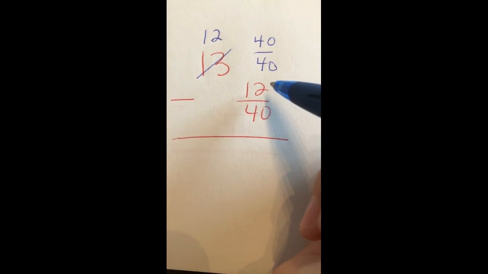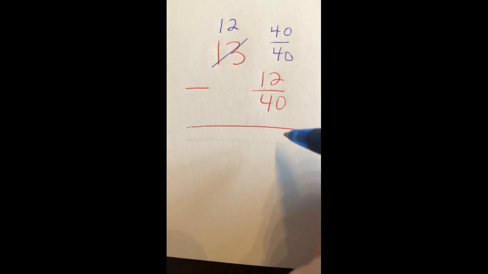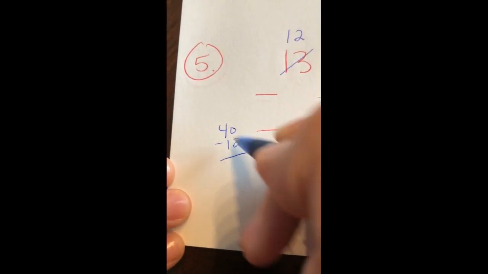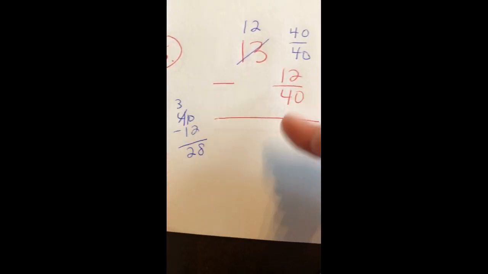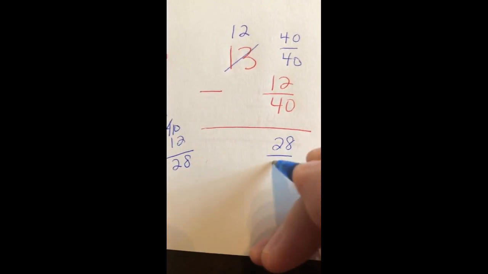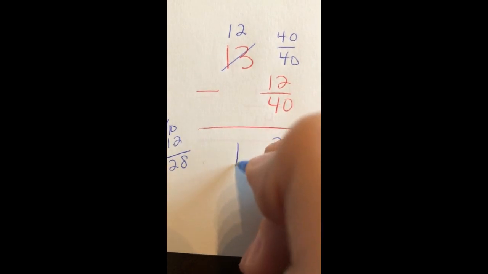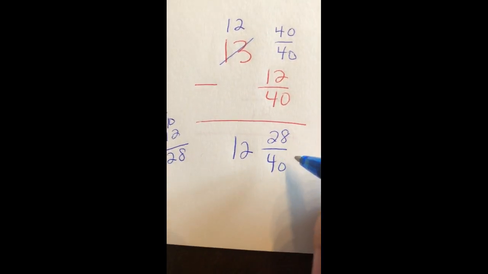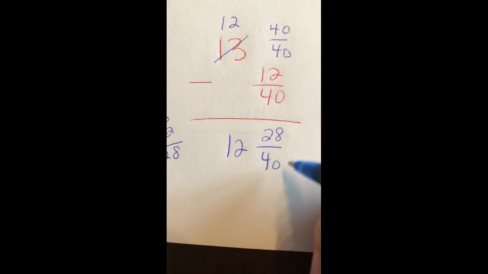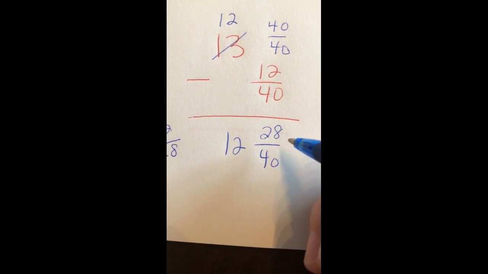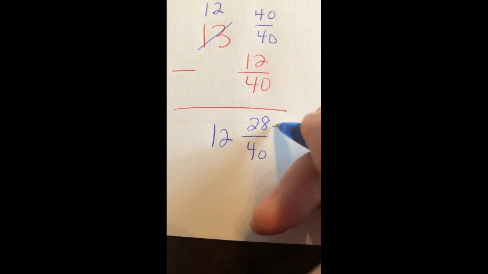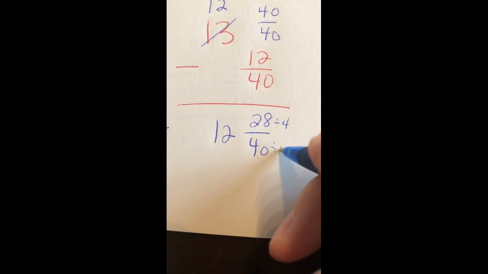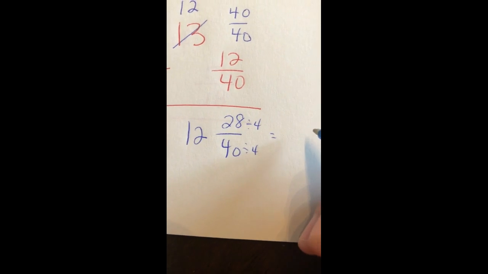40 minus 12 is what? Let's see. 40 minus 12 is 28. So I have 28/40, and then I'm going to bring down my 12. I know that I can simplify 28/40 because they're both even numbers. I could divide them both by 2, but I also know I can divide them both by 4. So I'm going to divide them both by 4 to get there a little bit faster.